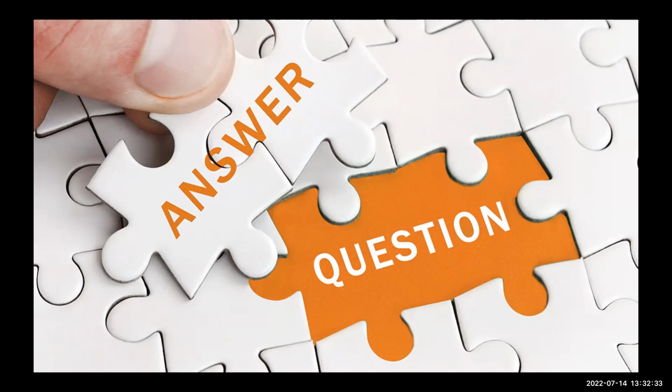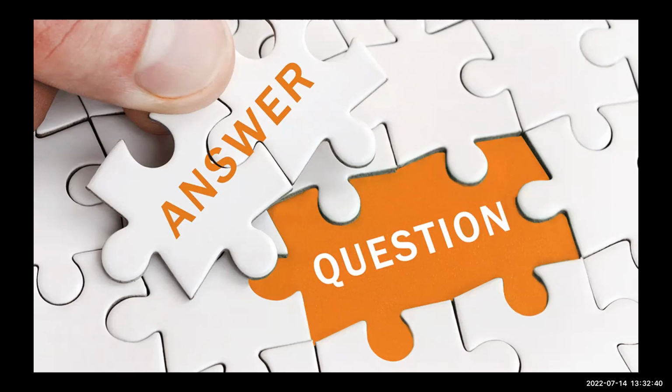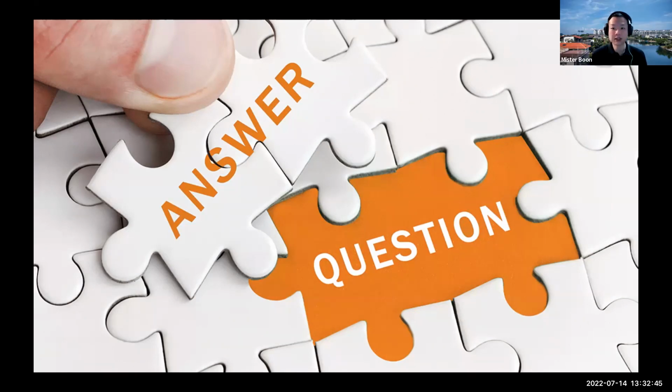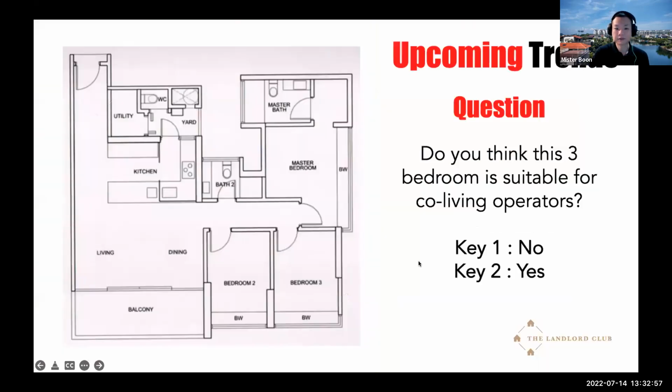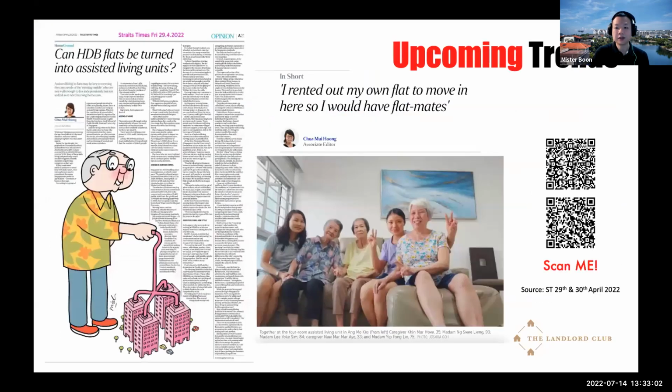You've answered some, right? Yeah, answered some questions. Co-living is not allowed in HDB, that's for sure. HDB flats are not allowed to do co-living. But there is one article that I wrote about, where they are actually doing a similar scheme for the old folks in HDB units. That's an interesting article that you can read. Let me retract back. This one on the left side: can HDB flats be turned into assisted living units?